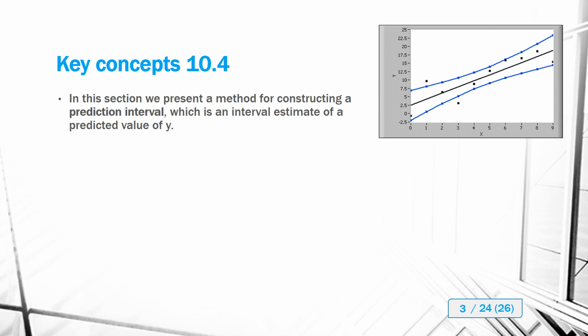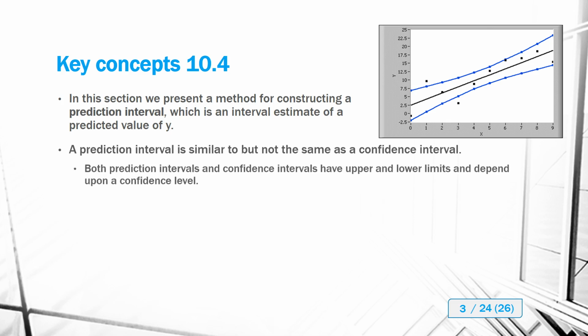Okay, now we're kind of familiar with the concept of intervals. We've already dealt with confidence intervals back in chapter 7, but prediction intervals are a little bit different from confidence intervals. They are similar, but they're not the same. Both prediction intervals and confidence intervals have upper and lower limits. They both depend on a confidence level.